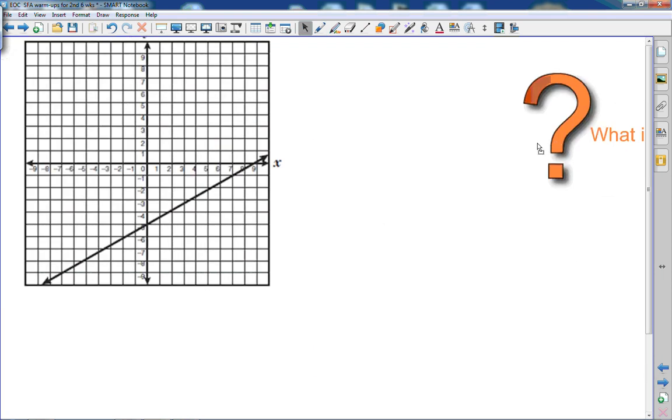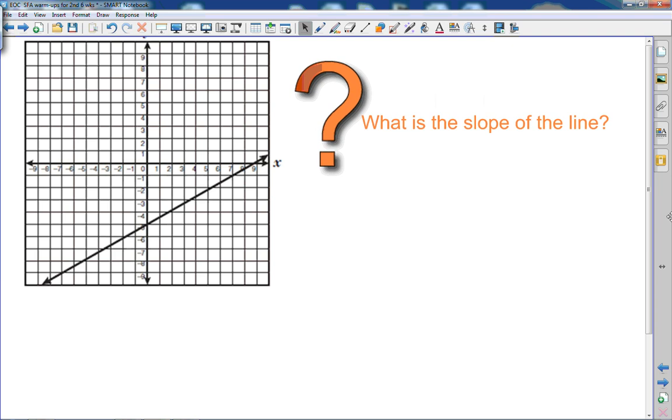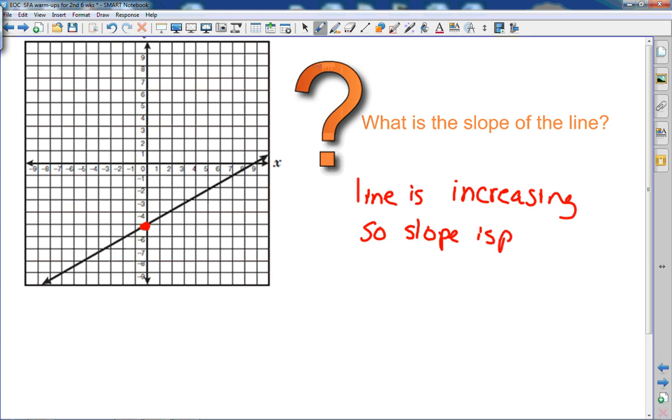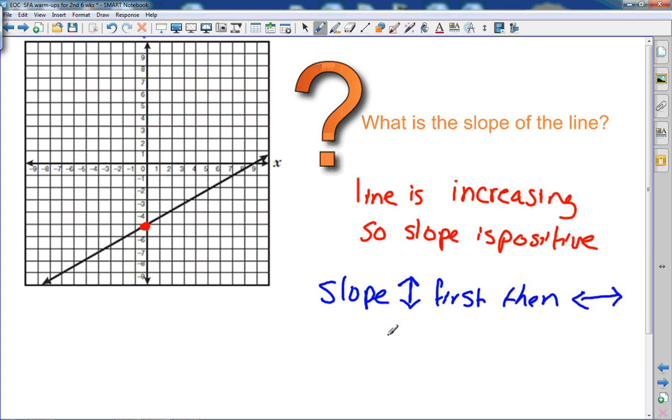Here's another one. What is the slope of the line? Okay, I always start right here at my y-intercept. And first off, the line is increasing, so the slope is positive. When you are working with the slope, you go up or down first, then across. This is also known as rise over run, because rise you go up or down, run you go across.